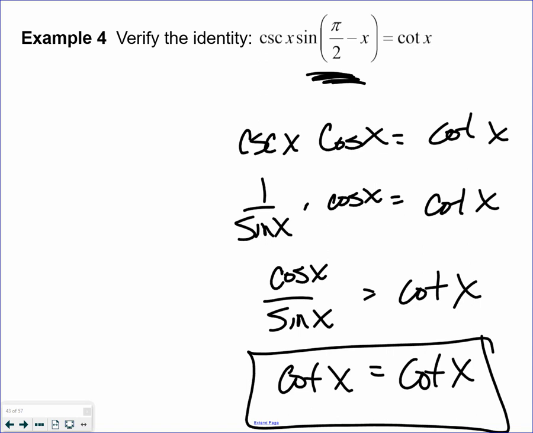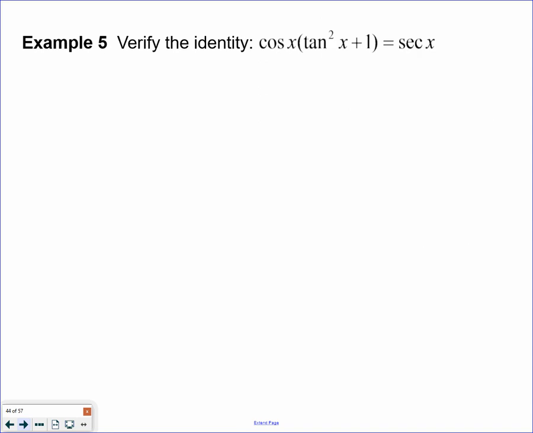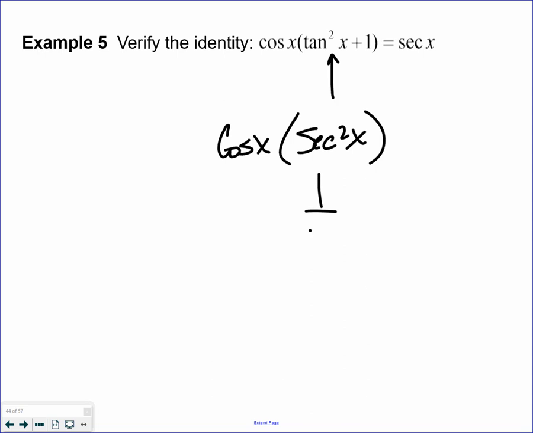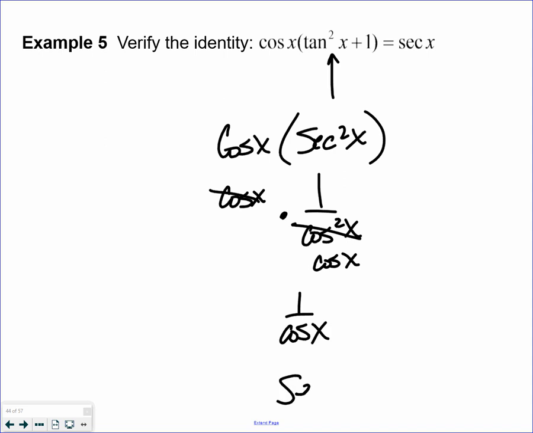Very similar to a proof in which you already know what the answer is going to be. Again, I already know this is going to equal secant x. But here we go. This looks like a Pythagorean identity, and it is. Tangent squared x plus 1 is secant squared. Remember what I said before. Anytime I see a secant, I usually try to change those into cosine and sine. So secant would be 1 over cosine. Well, one of those cancels, leaving me with 1 over cosine, which is secant.